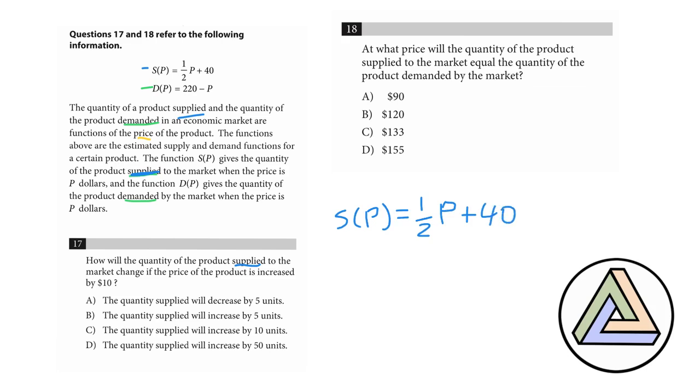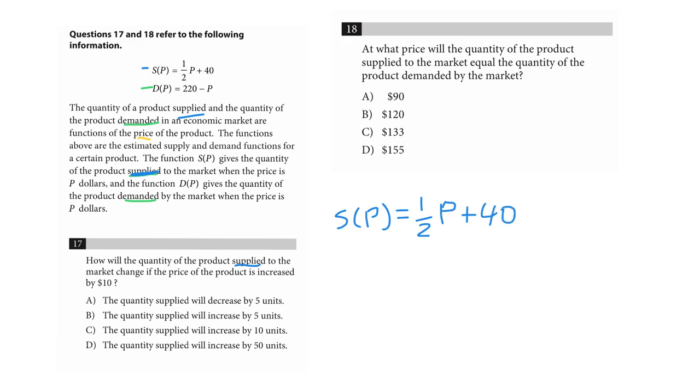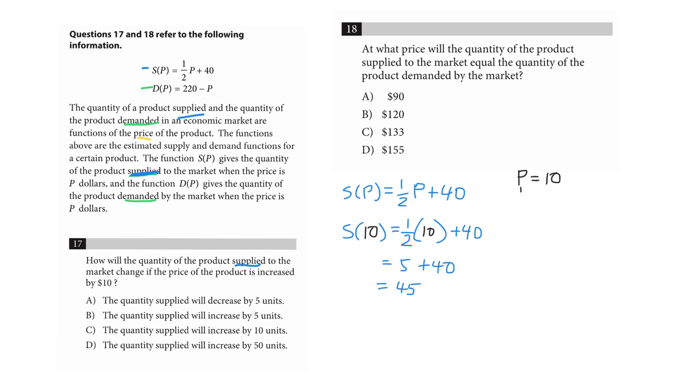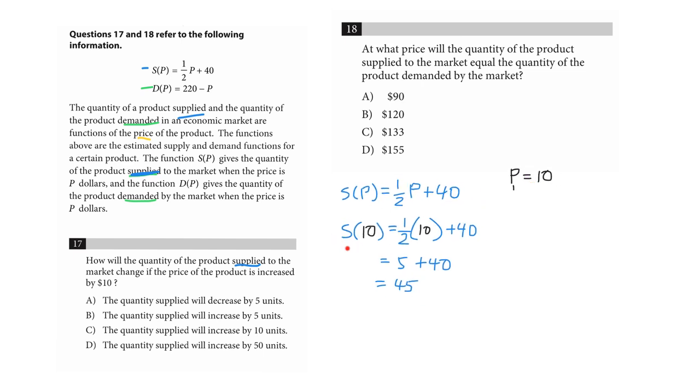And let's just say, okay, well, imagine that the price was 10. Imagine the price was 10. We'll call it P1 for the first price that we're analyzing, P1. So basically that means that S of 10, which is P1, is equal to 1/2 of 10 plus 40, right? And we all know that that's going to be 5 plus 40, and that ends up equaling 45, right? So when the price is 10, the supply function churns out 45, right? When the price is 10, it's 45.